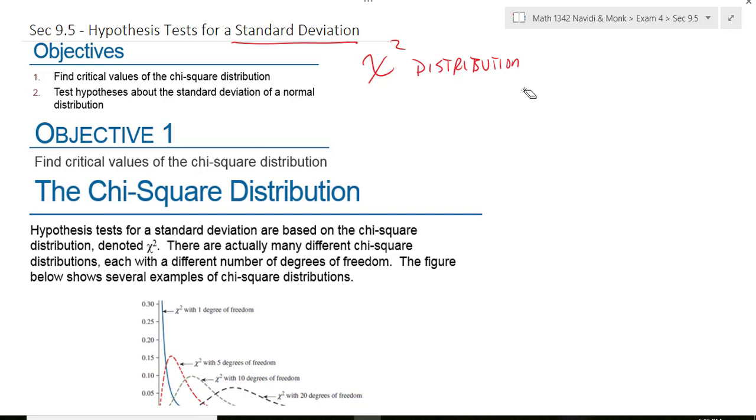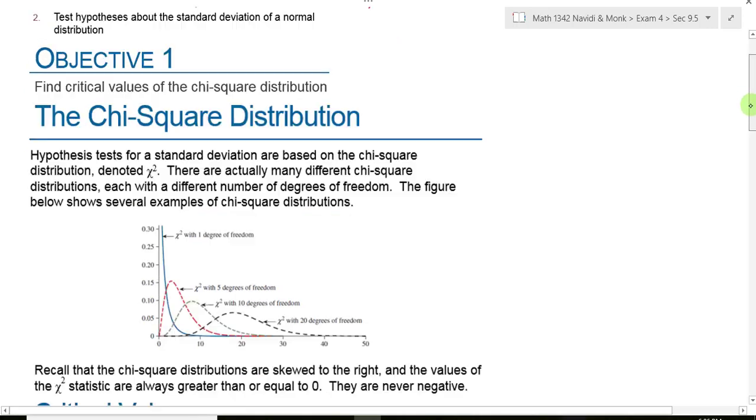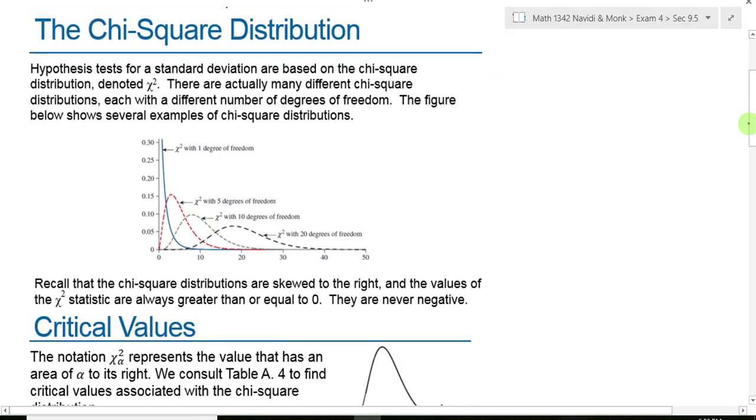There's only two objectives. The first objective is to find critical values of the chi-square distribution. This part should be reviewed since we've done this in Chapter 8. I believe it was Section 8.4. Remember, the chi-square distribution starts at 0 and it has only positive values. So if you get a critical value for a chi-square distribution, you know it's going to be positive. Also, that distribution changes as our degrees of freedom change, and it's no longer a symmetric and unimodal distribution. It is a skewed right distribution. Those are the two important characteristics.